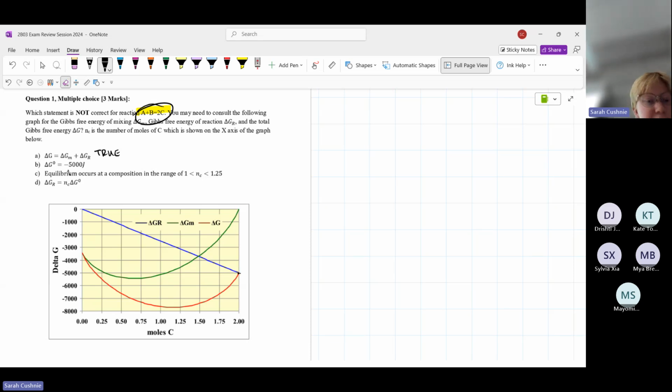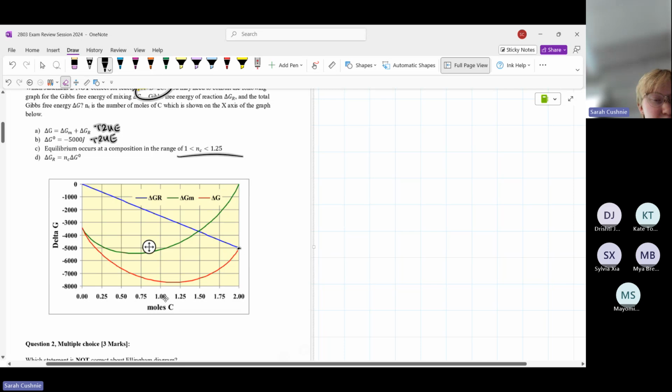And we see that it is in fact at negative 5,000 joules, so that's true. The next statement is that equilibrium occurs at a composition range of this. So the way that we're going to look at this is we're going to find that composition range somewhere between here and here. And now we need to figure out what it means by equilibrium.